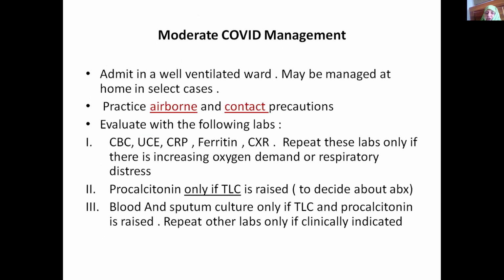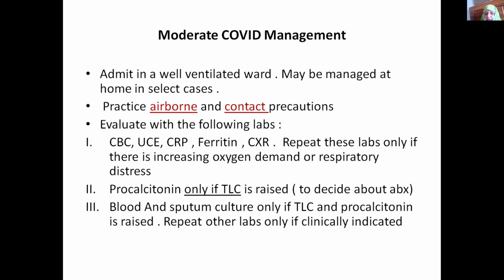Then we come to moderate COVID, where you see chest infiltrates, but these infiltrates are less than 50% of the chest. Ideally, these patients should be admitted in a well-ventilated ward, because home management is a little risky, as moderate COVID patients can progress to severe and critical COVID. One day they can be moderate, and 2 days later they can be severe. So they need monitoring. In selected cases, they can be managed at home, but there has to be coordination with the treating doctor. Either the treating doctor gives them a home visit, or there is good telecommunication between the doctor and the patient. If the patient is well educated, then these patients can be managed at home.